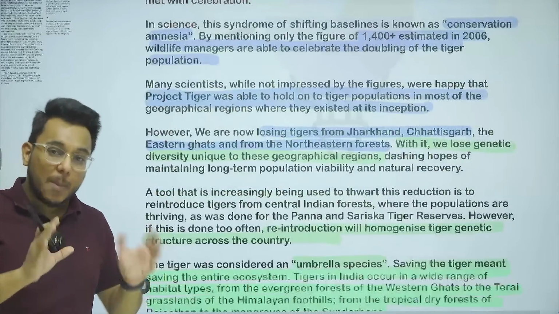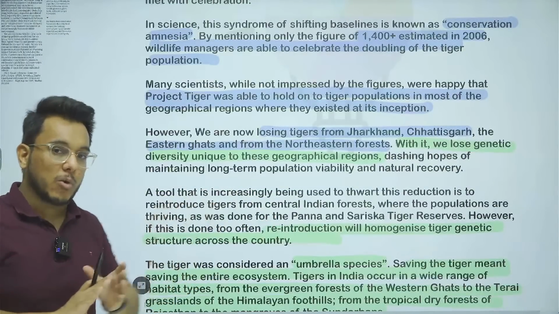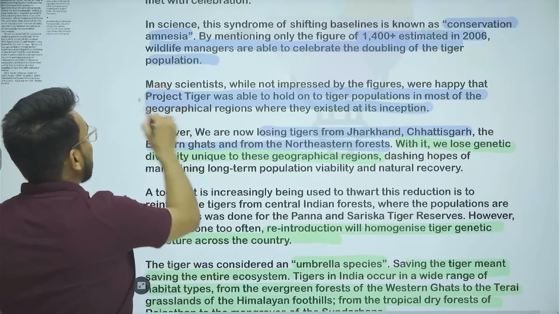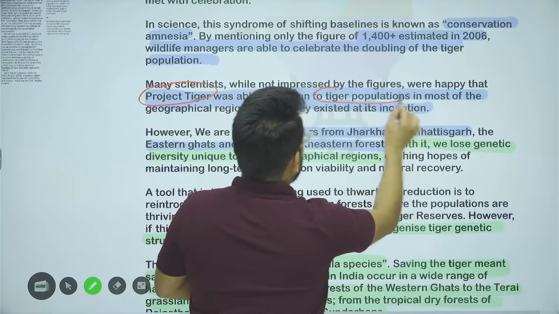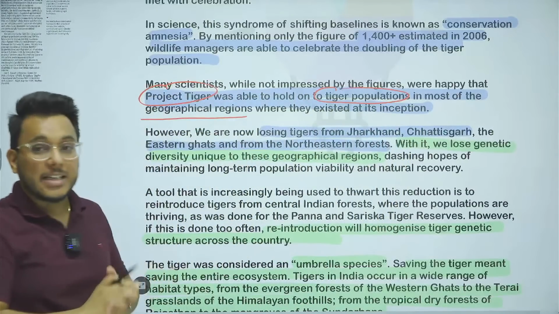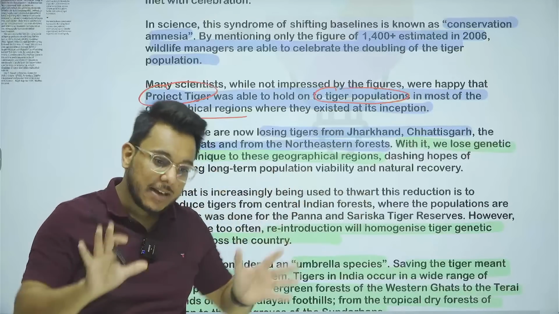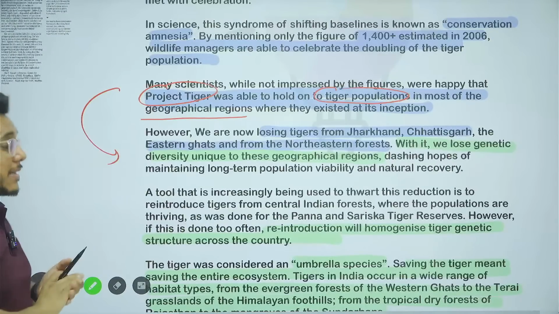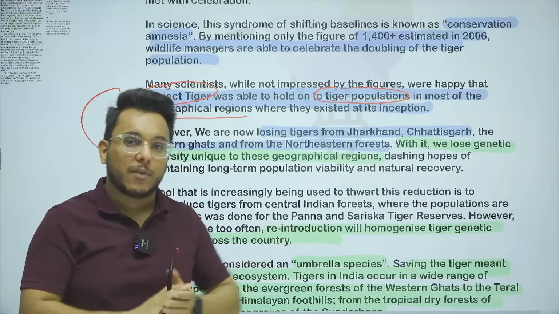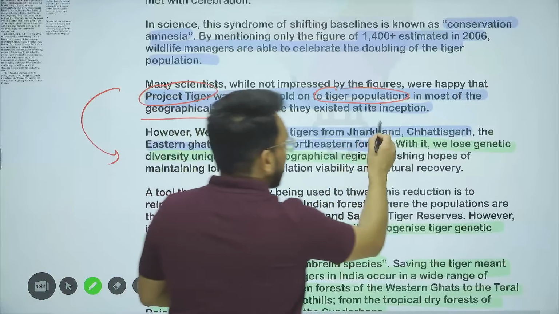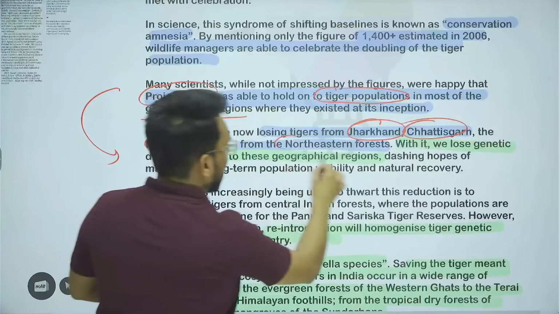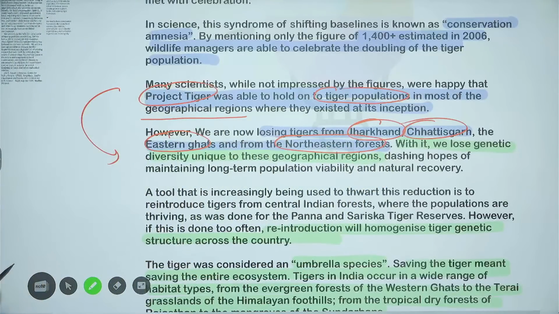Now the scientists, though they are not very happy with the numbers of the tiger, because they are the same as 50 years back, are happy that Project Tiger has helped in conserving the tiger population in most of the geographical regions where they originally existed. Their tigers are still staying. This is a good thing. But guys, still we find that tigers are getting lost from some very important regions. For example, tiger population has been lost from Jharkhand, Chhattisgarh, Eastern Ghats, northeastern regions.